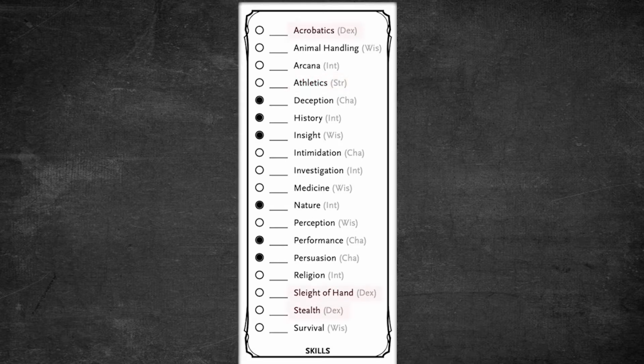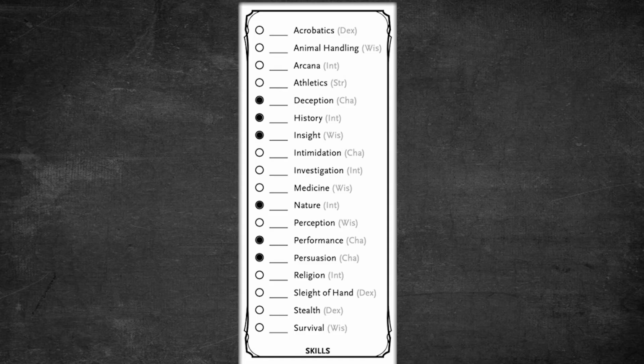For dexterity, we have the acrobatics, sleight of hand, and stealth skills. Tied to intelligence, we have the arcana, history, investigation, nature, and religion skills. With wisdom, we have animal handling, insight, medicine, perception, and survival. And the skills associated with charisma are deception, intimidation, performance, and persuasion. There are no skills that are linked to the Constitution ability score. Any character can use any of these skills.